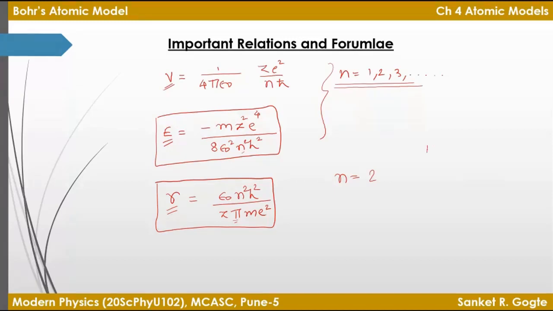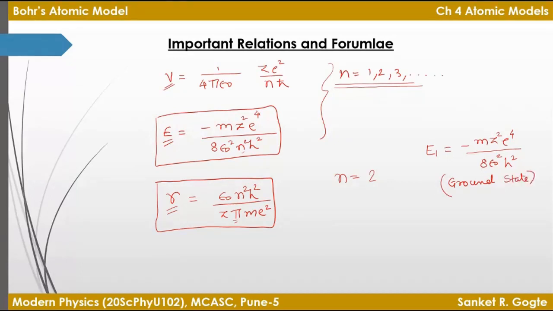So when I write E1, that means I have to plug in the value of n as 1, and what we get is this relation: m z square e to the power 4 divided by 8 epsilon 0 square, n square is 1 because we are considering n equal to 1, into h square. This is the smallest value that the electron can have, and therefore it is sometimes referred to as the ground state.